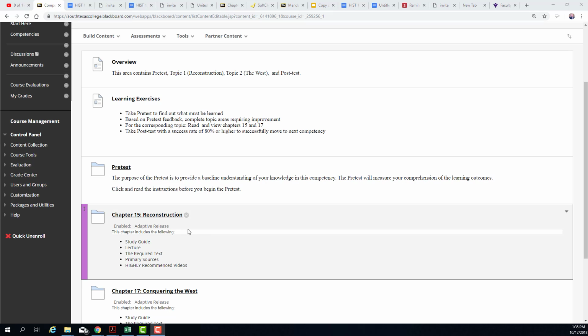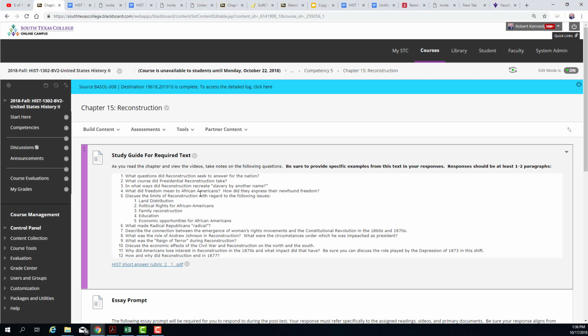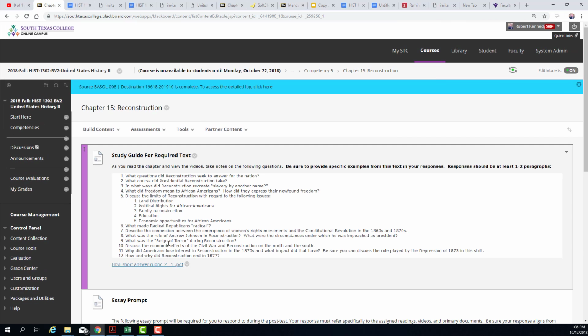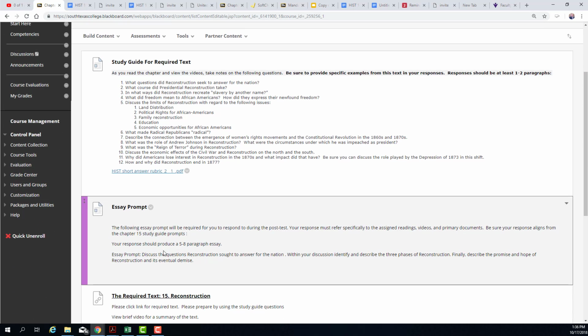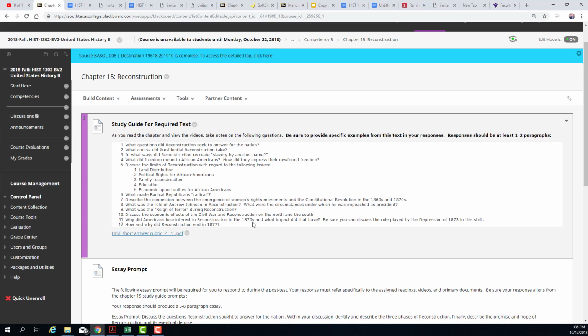So you begin by just going to the first assigned chapter in the competency you're in. So for competency 5, it's going to be chapter 15. And again, for History 1301 students, it's going to be different because you have different content, but all of these principles apply. So you open it up, and you're going to see a study guide for the required text. Some of the competencies will have an essay prompt, and I'll talk about that in just a little bit, but I want to address this at first.